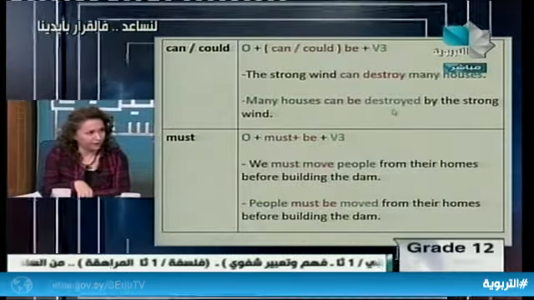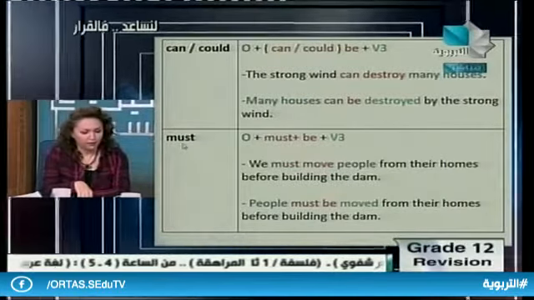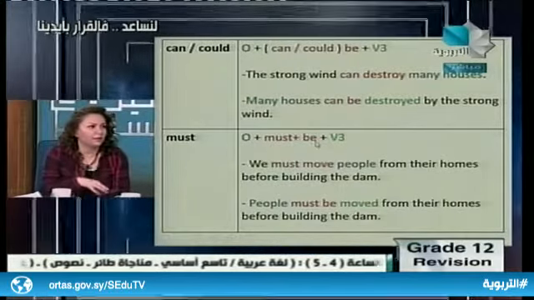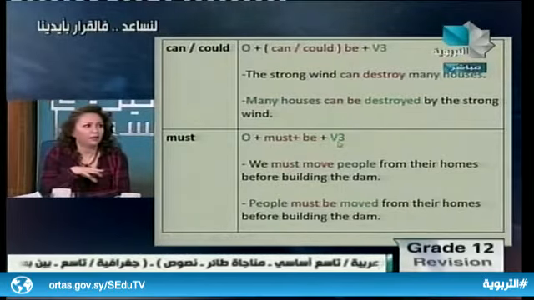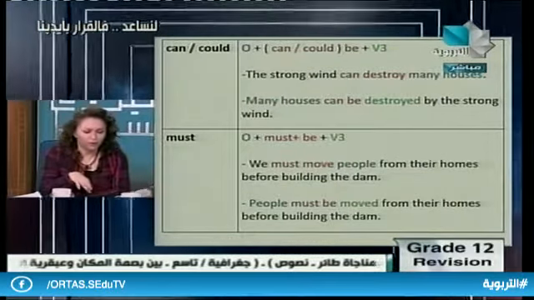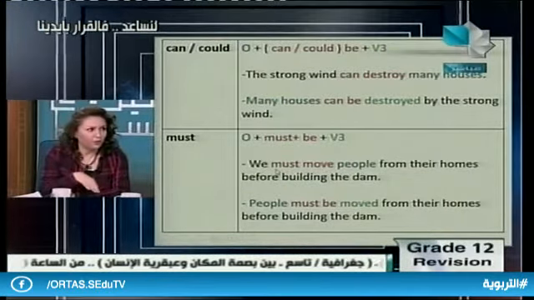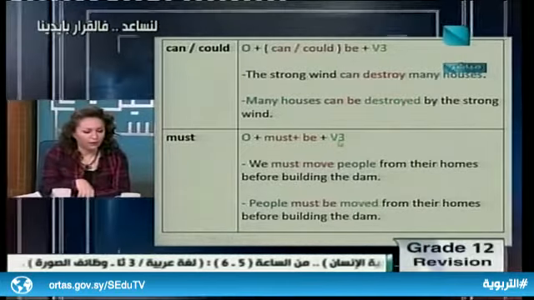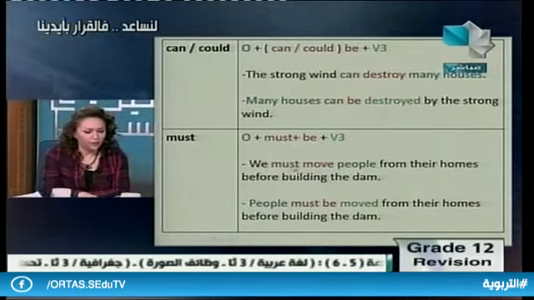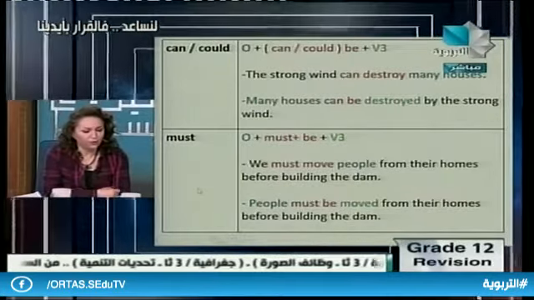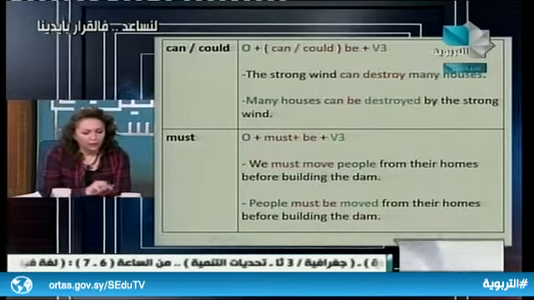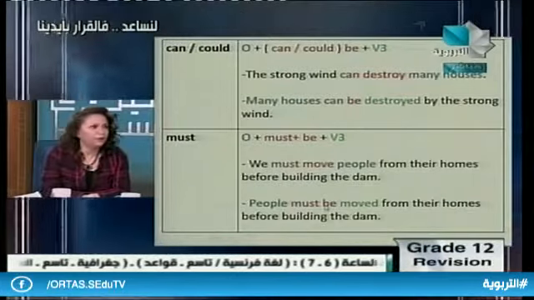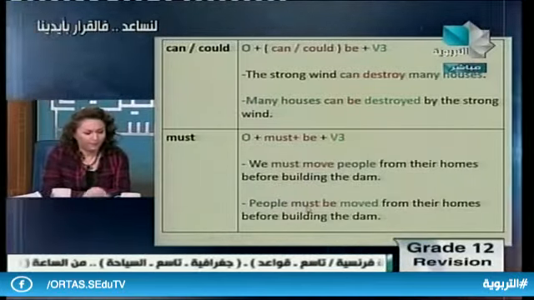What about the second example? With must, the same procedure, because after the auxiliary verbs, we have the verb in zero form. So we will have the object plus must, be, and verb 3. We must move people from their homes before building the dam. It will become: people must be moved from their homes before building the dam. Thank you very much.